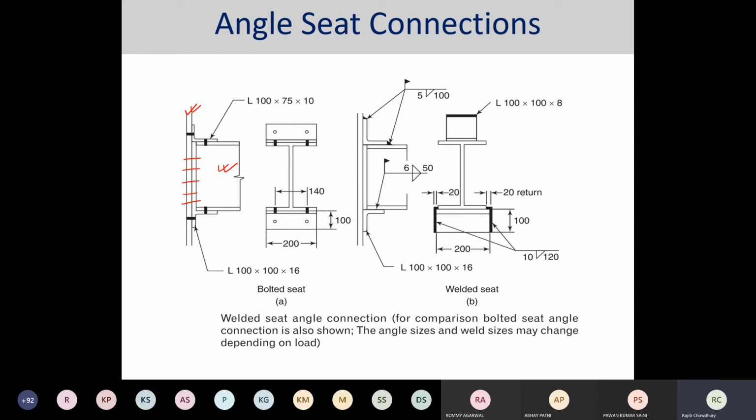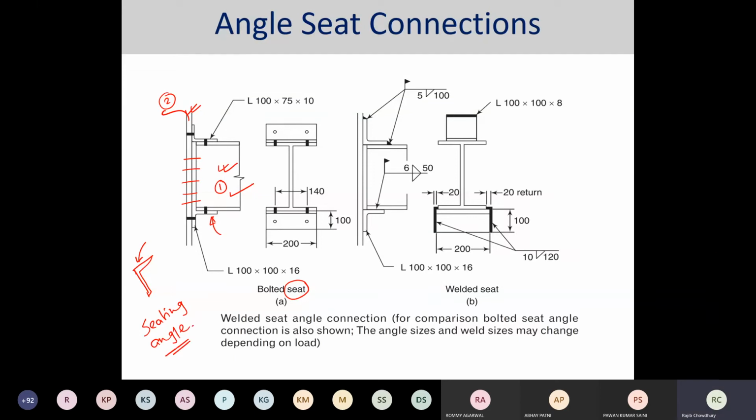Is there any other way to make the connection? Yes, there is. The beam is a single entity, and the column is also a single entity. We are not bolting the beam and column together directly. What we do is make another entity, an angle section. This angle is called the seat angle or the sitting angle.